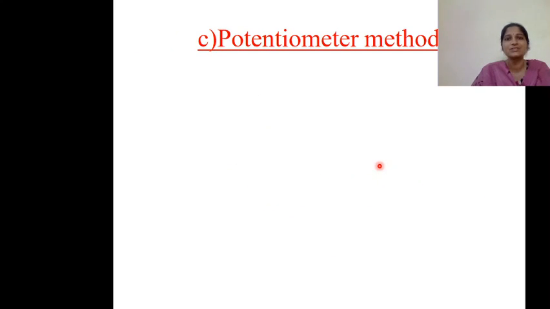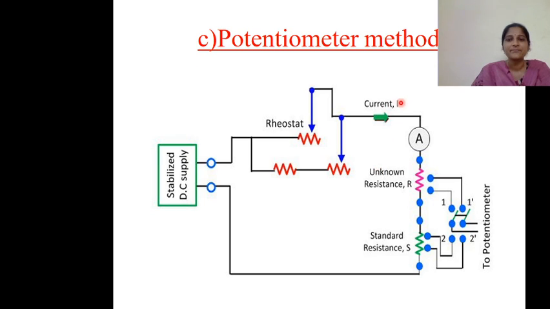And next one, potentiometer method. So potentiometer is used to measure the voltage, right? So here in this circuit, consider R is the small value of the unknown resistance which you need to measure. And S is the standard resistance whose value you know. And here the ammeter is used to measure the current flowing through the circuit.